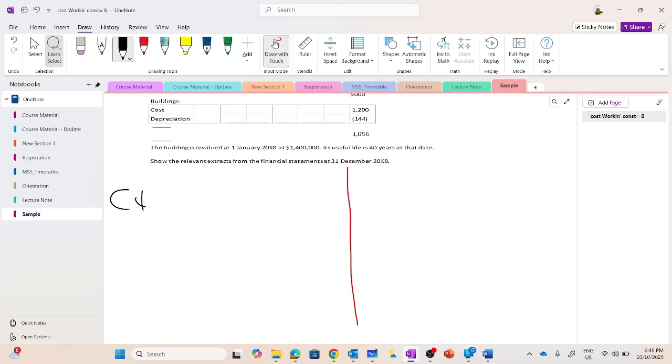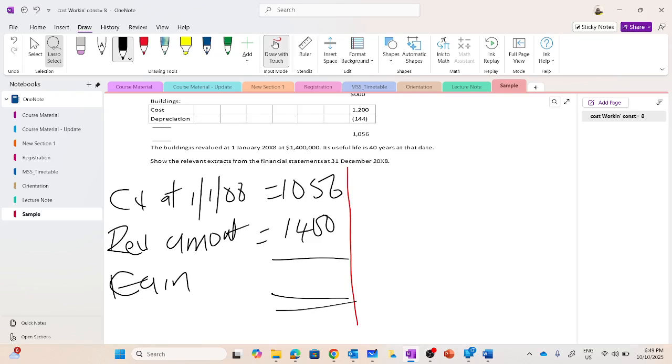So it means we have a gain on revaluation. The amount of gain will be 1400 minus 1056, which is 344. This is the gain. So for this gain, we are going to debit other comprehensive income, and we are going to credit the revaluation reserve. So this will be the entry.